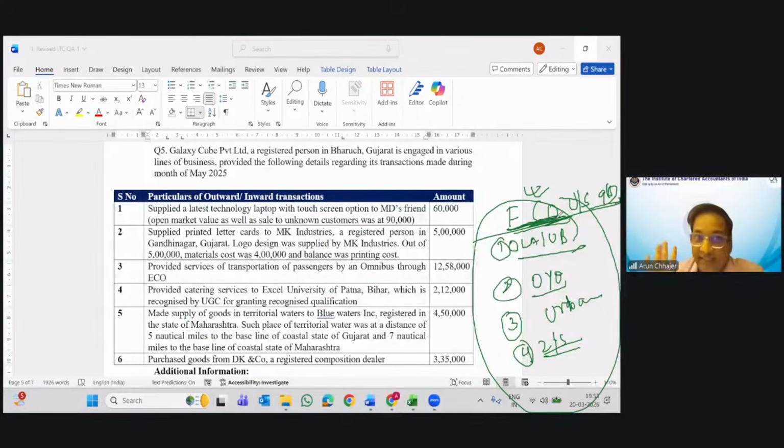Is it clear till now? I would like to add one more point. First confirm, is it clear till now?